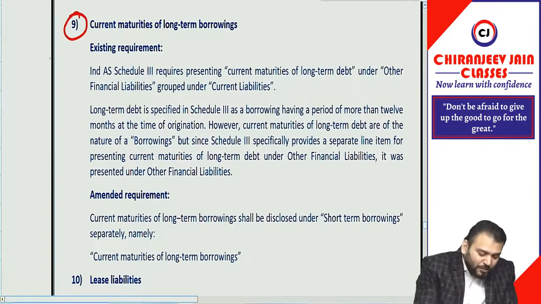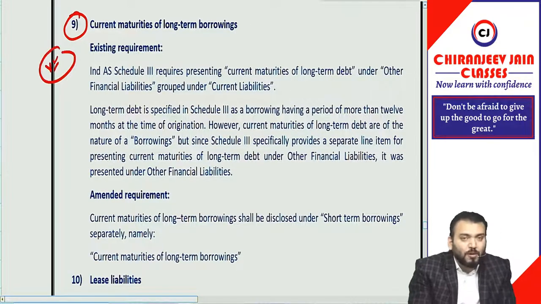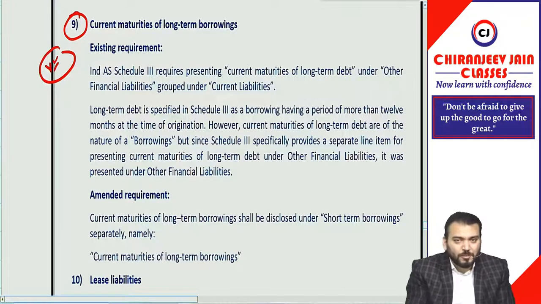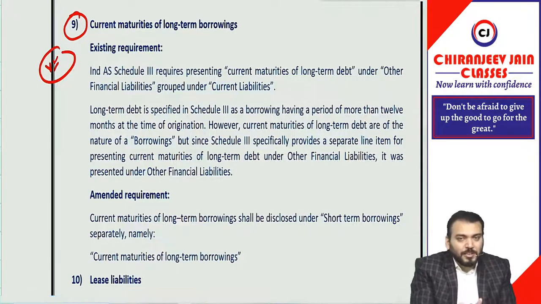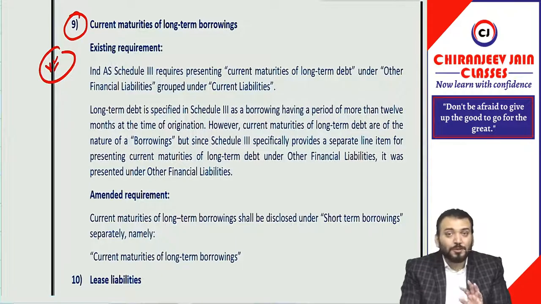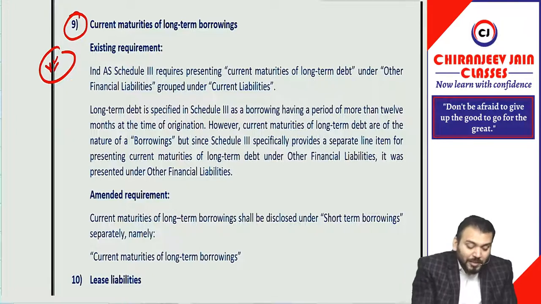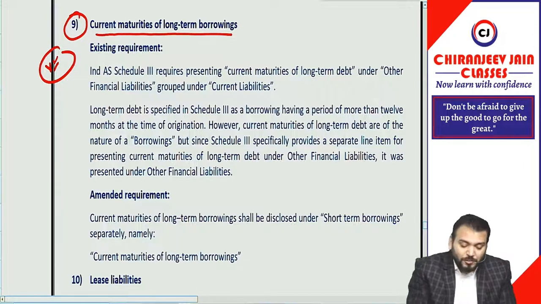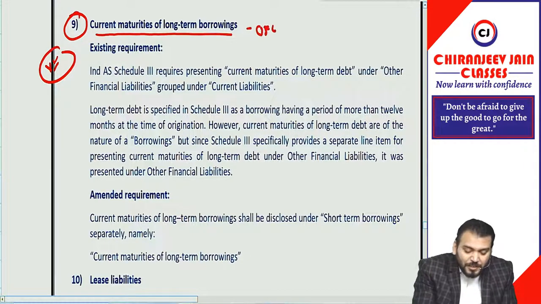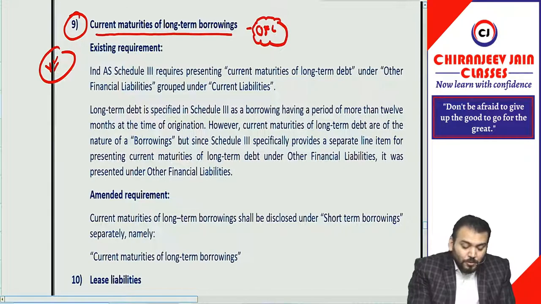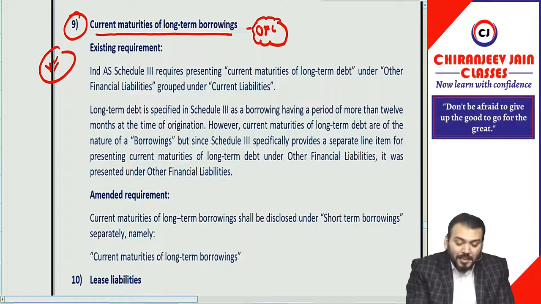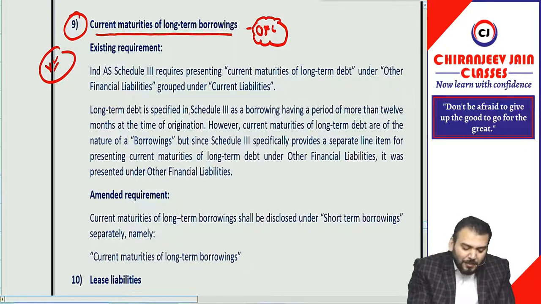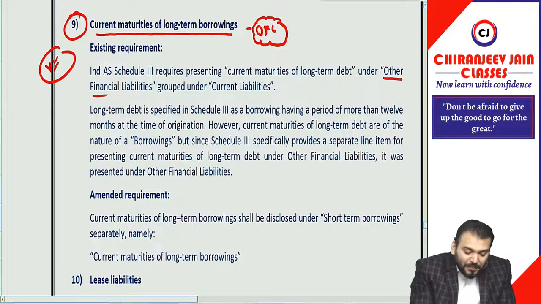Now, point number 9. This is very important, because this is required for some other chapters also, in the financial instrument chapter. The previous requirement was different. Now the requirement has been changed. If you have taken class from me or any other faculty, we used to disclose current maturities of long-term borrowing under other financial liability, if you remember. Correct? So as per the previous requirement, under current liability, under other financial liability.